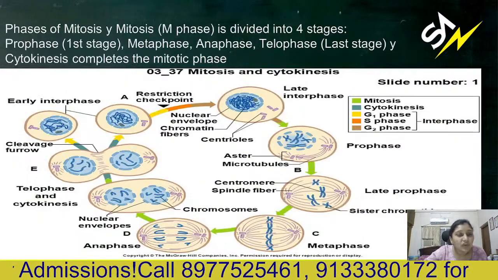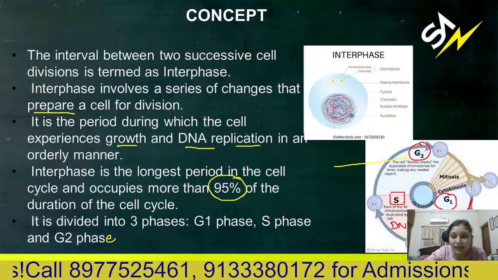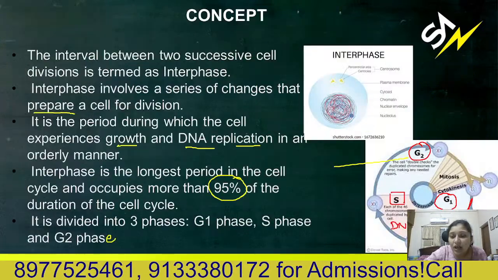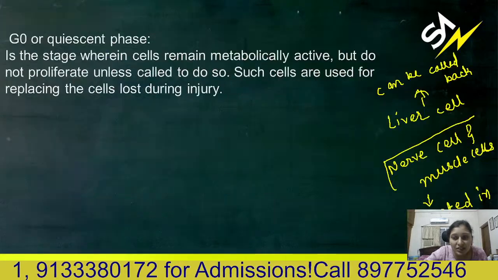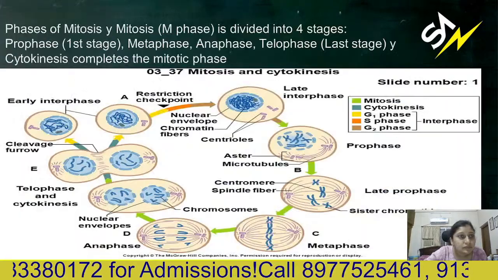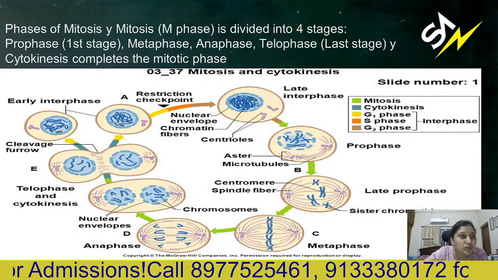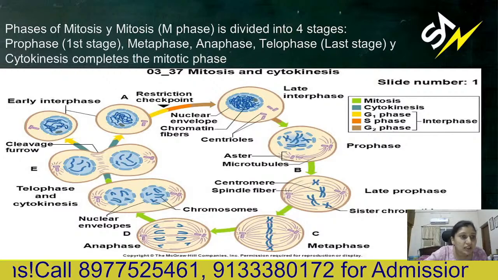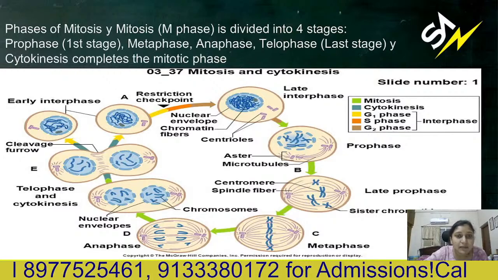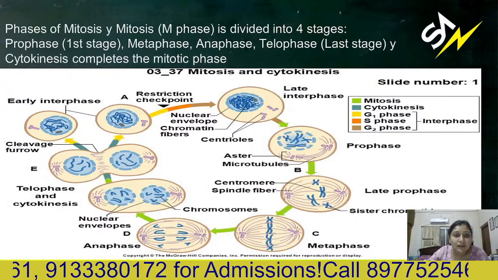Then phases of mitosis. We have completed the cell cycle, in that we have completed interphase, the longest phase. Now we need to move towards mitosis, that is M phase. Mitosis is divided into 4 stages: prophase, metaphase, anaphase, telophase. Cytokinesis completes the mitotic phase. Let me explain.